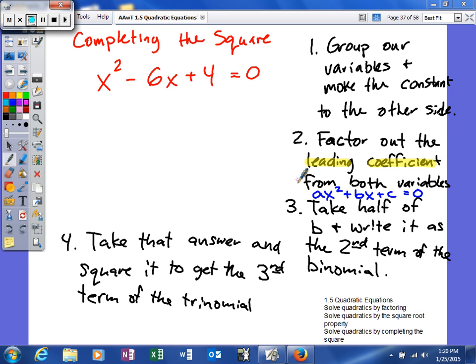Alright, next method we're going to talk about is completing the square. I'll talk to you a little bit about when I use it and stuff like that here in a second, but first of all we need to get to basically the basics of what we're trying to do. So in completing the square, it's basically another method that we can use.